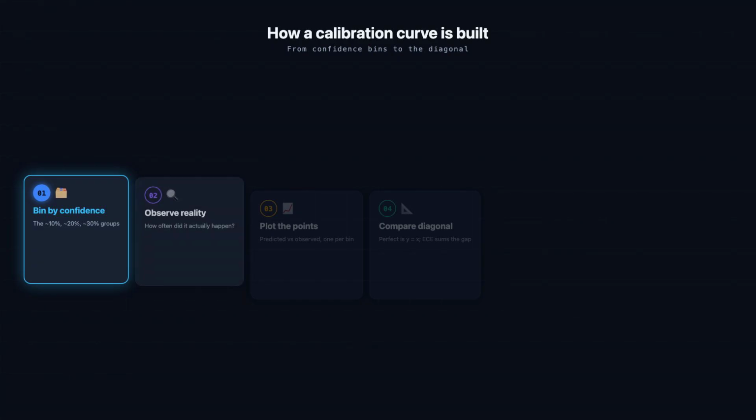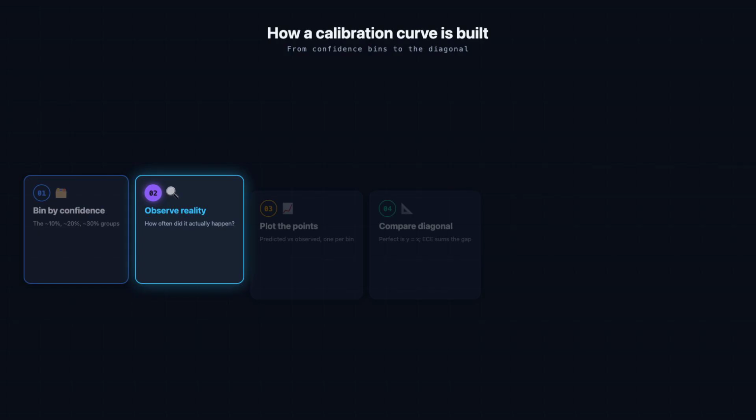Within each bin, count what actually happened in the real outcomes. Among all the roughly 80% predictions, how often did the event really occur? If it landed about 80% of the time, that bin is honest. That observed frequency is your reality check against what the model confidently claimed.